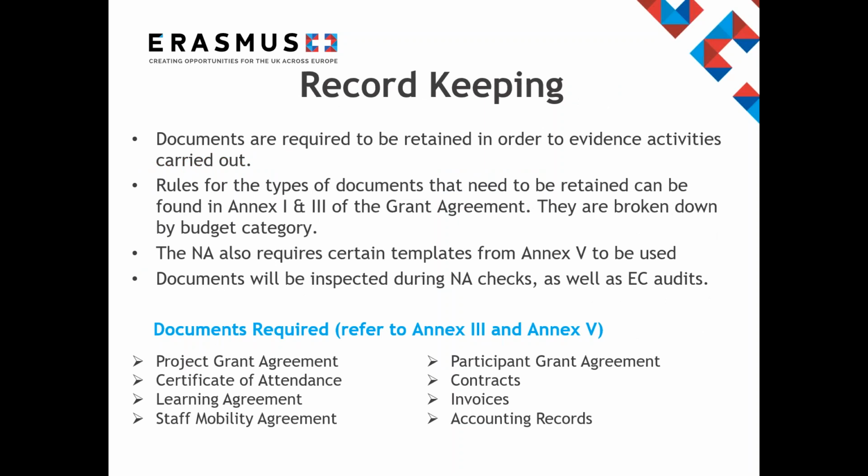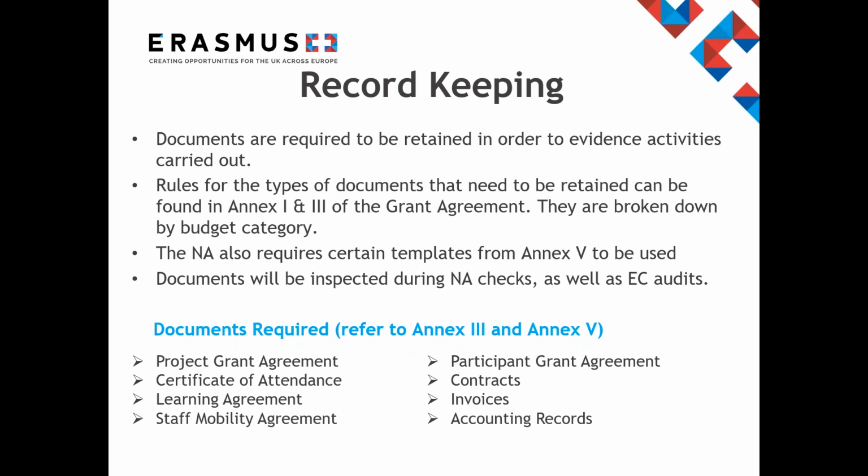I would now like to outline that record keeping is an essential component of managing your grant. Documents are required to be retained in order to evidence activities carried out. Rules for the types of documents that need to be retained can be found in Annex 1 and 3 of the grant agreement. They are broken down by budget category. The national agency also requires certain templates from Annex 5 to be used. Some documents will be inspected during NA checks, as well as European Commission audits.